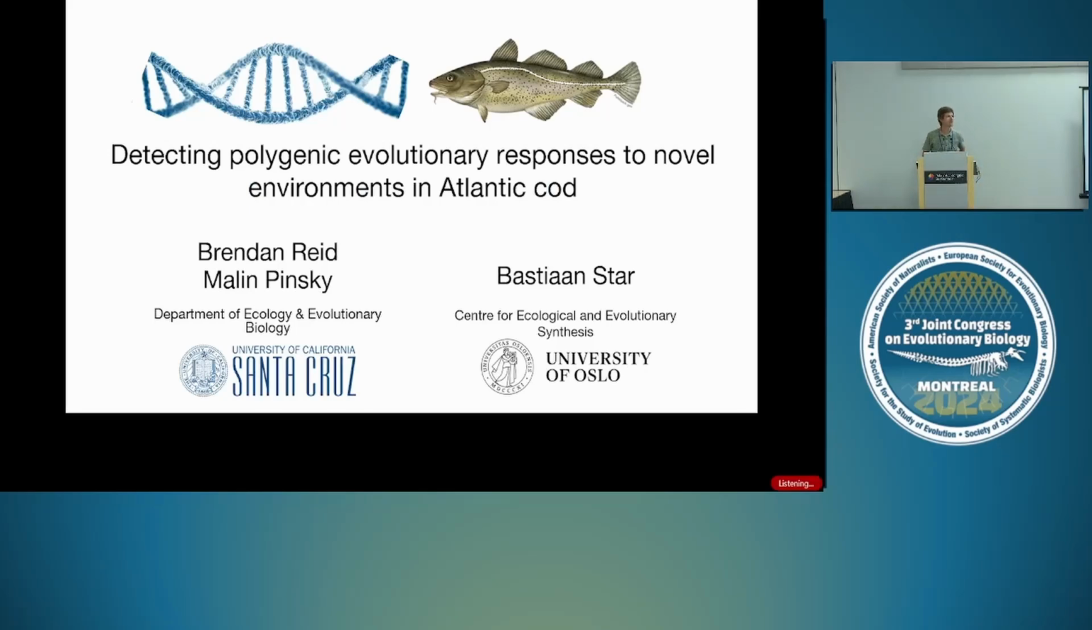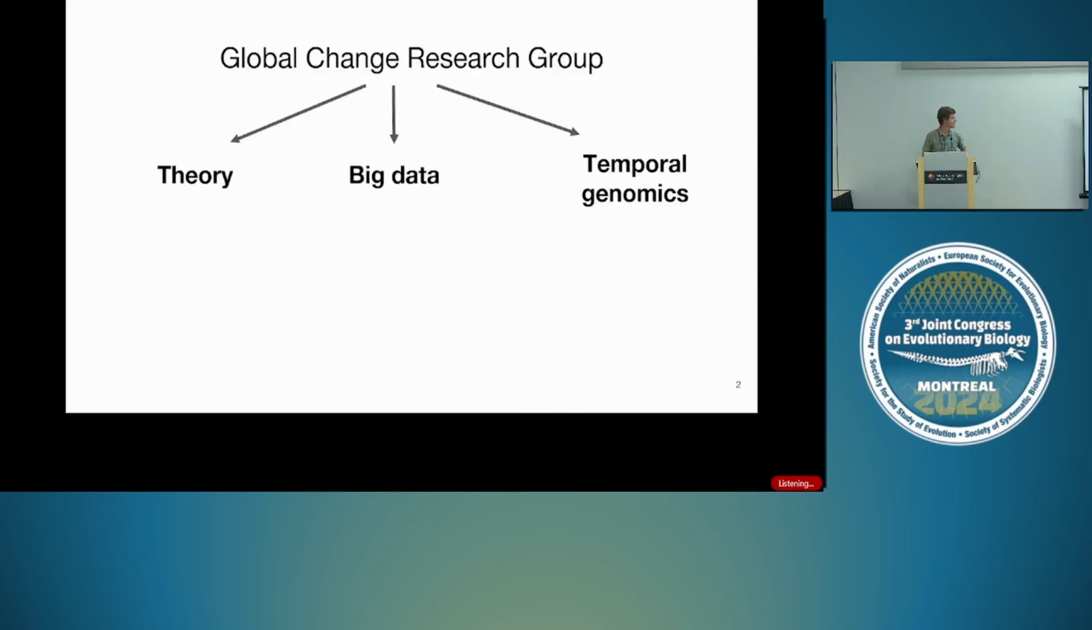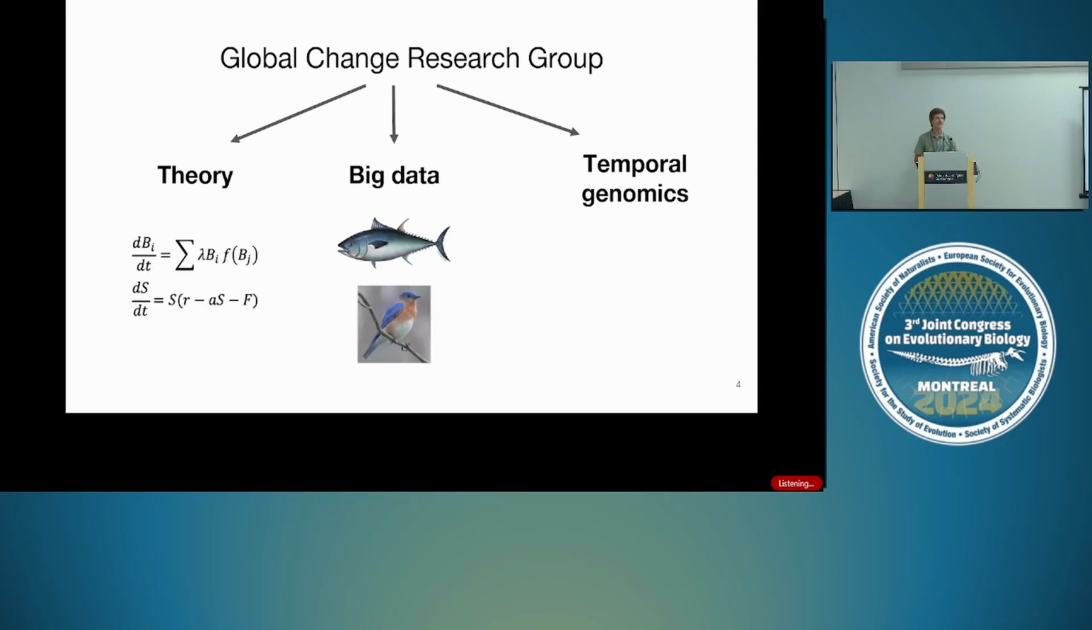Thanks for coming. I'm Malin Pinsky, Associate Professor at the University of California, Santa Cruz. We've got two wonderful co-authors on this talk, Brendan Reed, also at UC Santa Cruz, and Bastian Starr at the University of Oslo. I lead the Global Change Research Group, where we work to understand how species adapt, and when they don't, to rapidly changing environments. We use mathematical theory to help set expectations, and analyze large ecological data sets across time and space to make sense of ecological adaptation. In today's talk, we use temporal genomics to understand evolutionary responses.